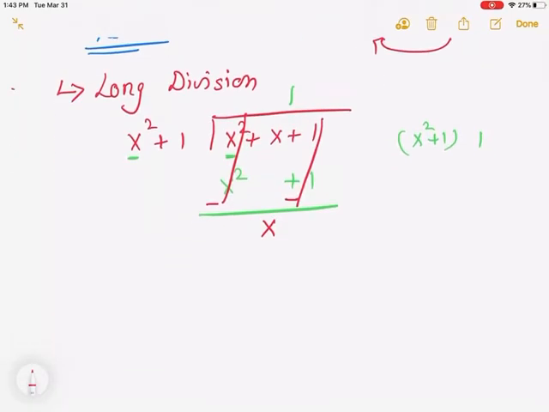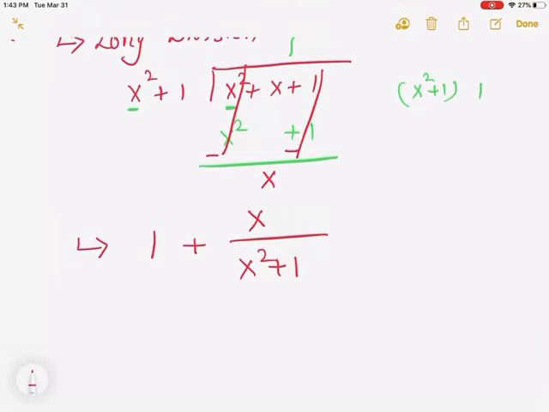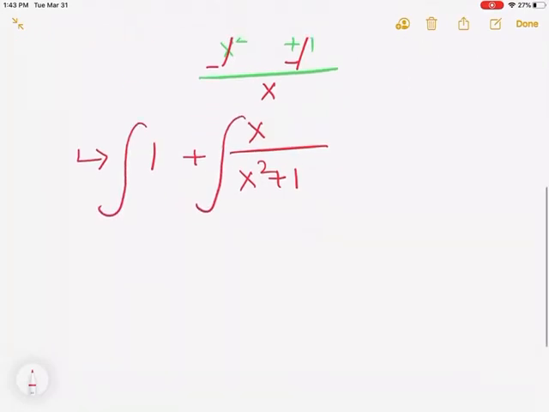So this big fraction can be rewritten as 1, which is the quotient, plus remainder, which is x over x squared plus 1. Here you go. Basically, it's the same equation I started off with, but I rewrote it. Now once it's rewritten like this, you just have to integrate every single piece. So integral of just a constant, you just have to add x to that. So this would be x. Now the integral of this piece: the top one is less than the bottom one, so it means this is going to be a log function.